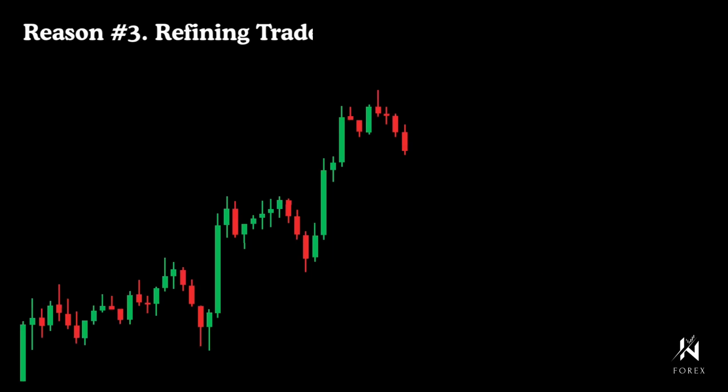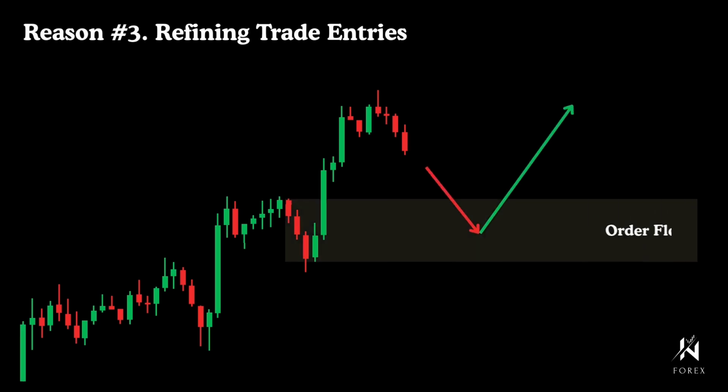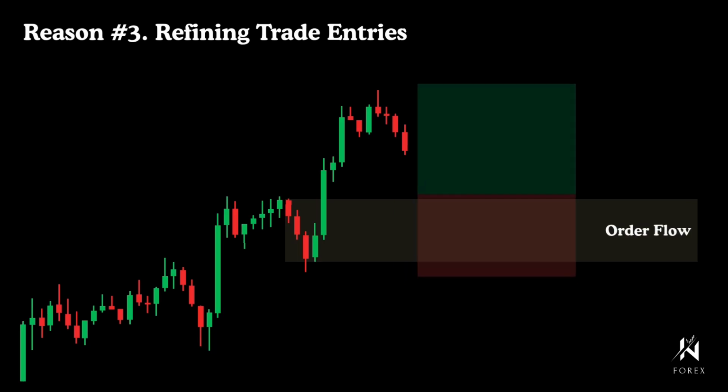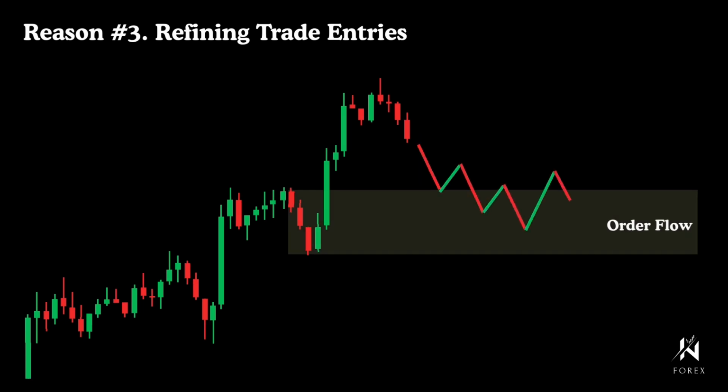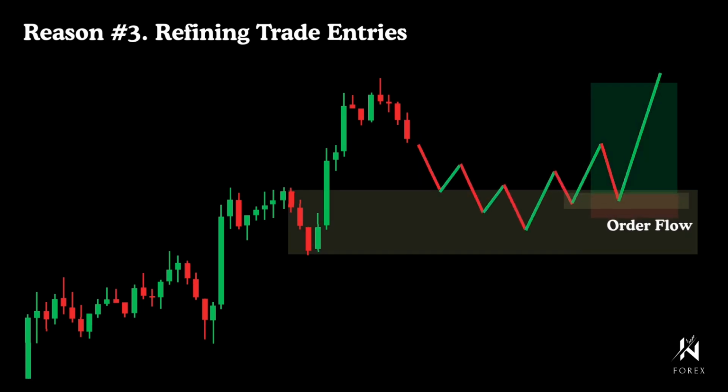Reason number 3, refining trade entries. Studying several time frames helps traders spot the most favorable entry and exit points. For example, let's say you're waiting for a pullback into the order flow zone to align your buy entries with the ongoing bullish momentum. If you place your buy orders at the start of the zone, your stop loss ends up being unnecessarily wide. So an optimal way to trade is to look for confirmation and open longs in lower time frames. This confirmation helps to get in the trades at a better price, reduces the likelihood of false signals, and increases the trader's confidence in their analysis.